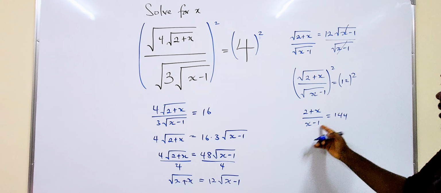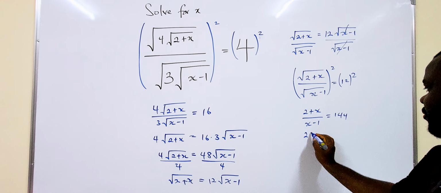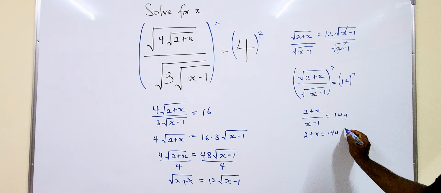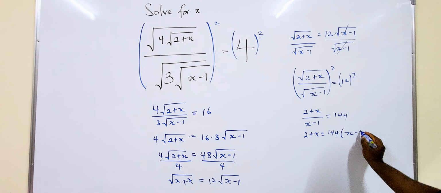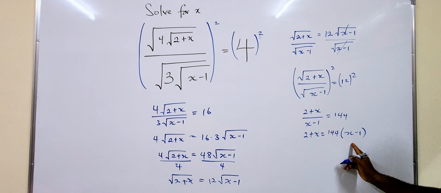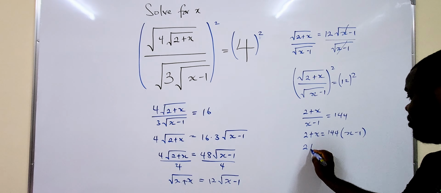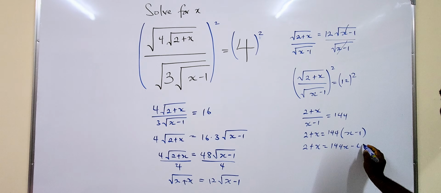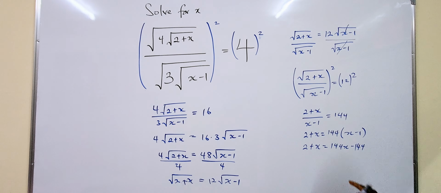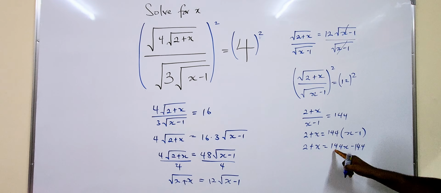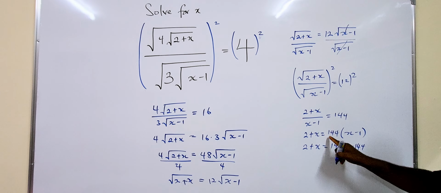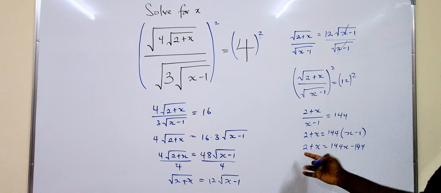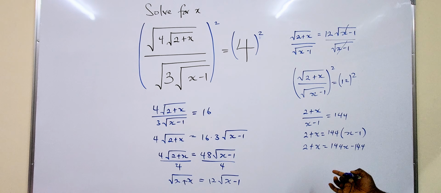So from here, I can still cross multiply. Now I have 2 plus x equals 144 multiplied by x minus 1. So you can open these brackets. We'll now say 2 plus x equals 144x minus 144, because 144 multiplied by x gives 144x, and 144 multiplied by negative 1 gives you negative 144. So with this, we can easily collect like terms, right?